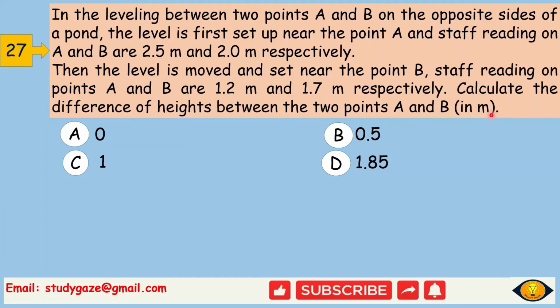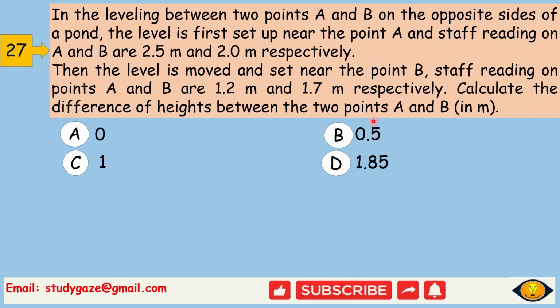Next question. In a leveling between points A and B on the opposite sides of a pond, the level is first set up near point A and the staff readings on A and B are 2.5 meter and 2 meters respectively. Then the level is moved and set near point B. Staff readings on points A and B are 1.2 meter and 1.7 meter respectively. Calculate the difference of heights between the 2 points A and B.